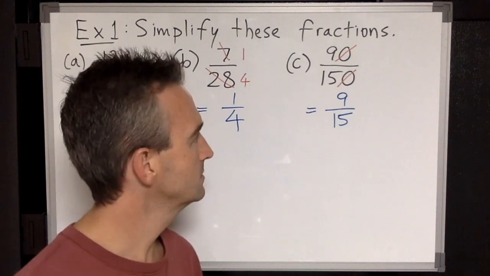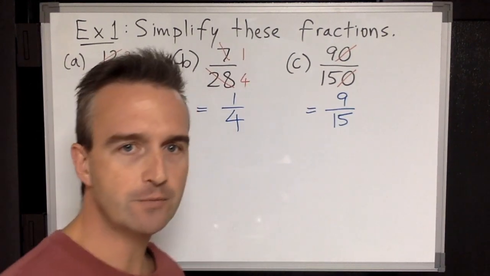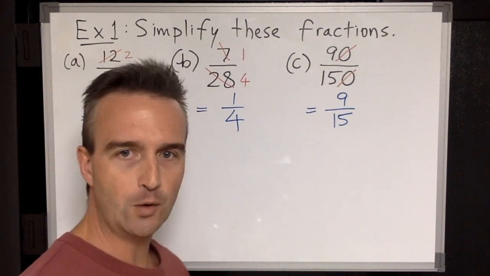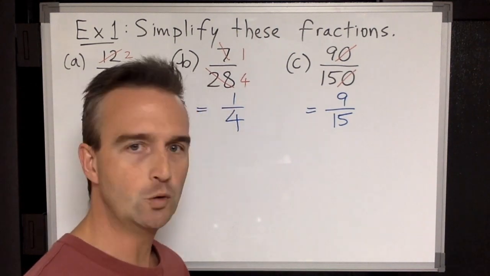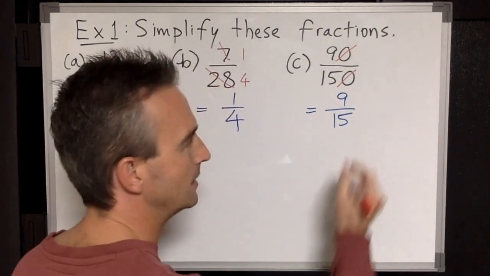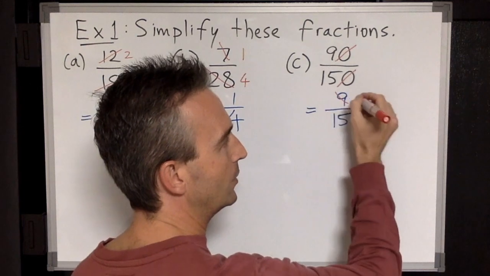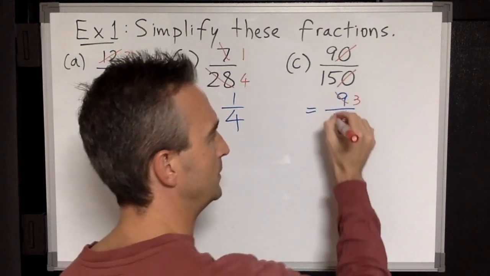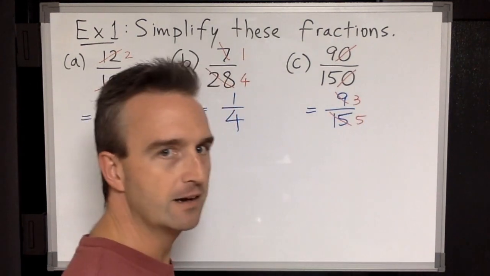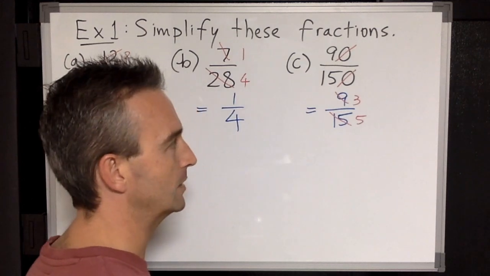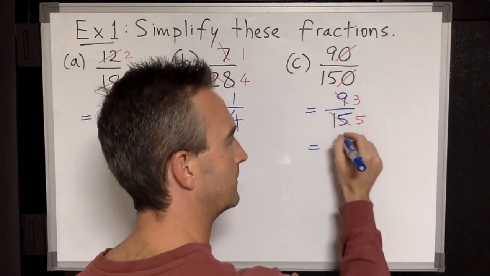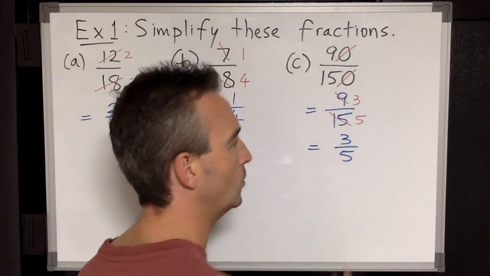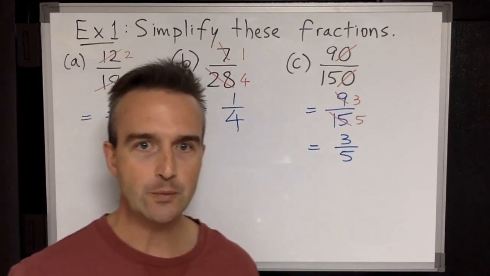Oi, wait, you're not done yet. When simplifying fractions, you need to fully simplify them. Oh, it's not done? Oh, actually, 9 and 15. They're both divisible by 3, aren't they? Oops, I forgot. Divide 9 by 3, we get 3. Divide 15 by 3, we get 5. That was not fully simplified, was it? So the final answer, 3/5. There we go.